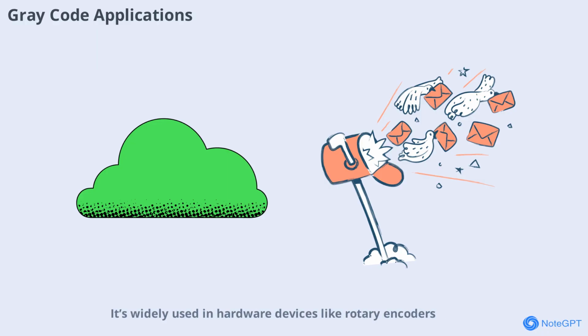It's widely used in hardware devices like rotary encoders, where precise position detection is crucial. Gray code also finds applications in error correction and digital communication.